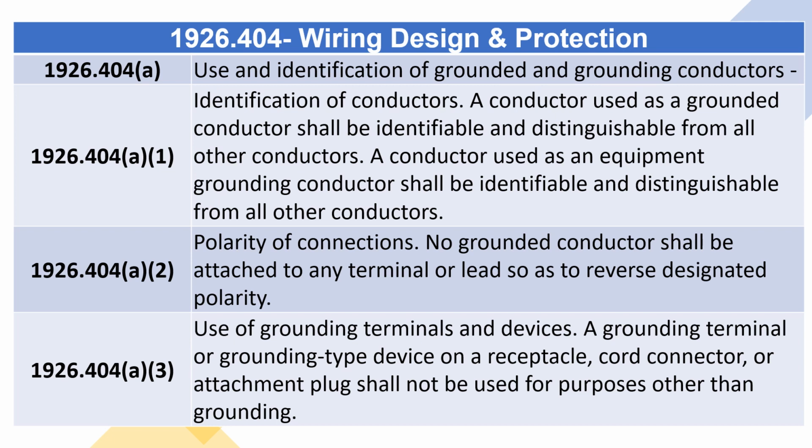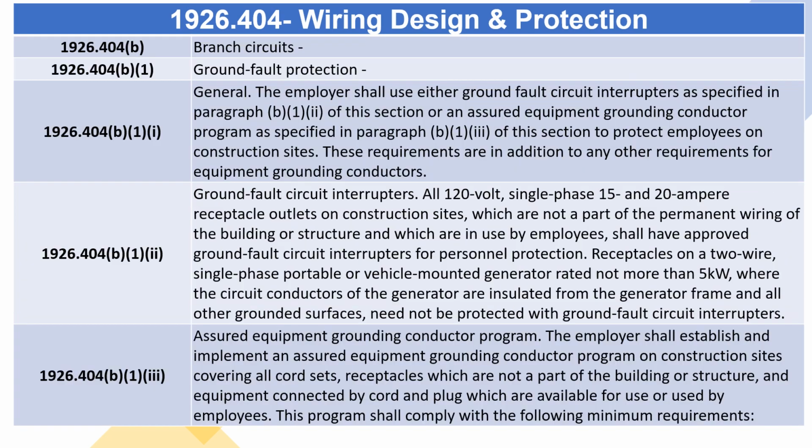1926.404 A3. Use of grounding terminals and devices. A grounding terminal or grounding type device on a receptacle, cord connector, or attachment plug shall not be used for purposes other than grounding. 1926.404 B. Branch circuits. 1926.404 B1. Ground fault protection.